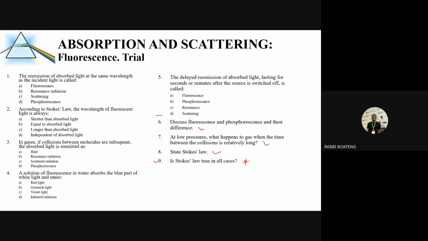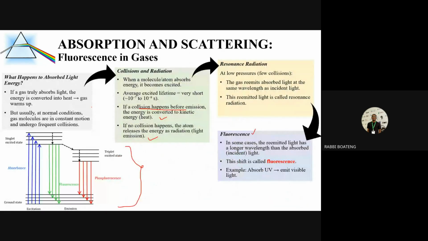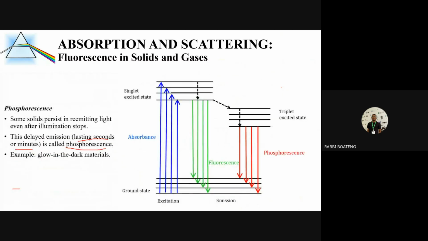Yeah, hello. Are we done? So the number one is re-emission of absorbed light at the same wavelength as the incident light is called? Resonance radiation. Okay. So resonance radiation, and I think I have it here. The gas will absorb and emit light at the same wavelength as the incident. I already mentioned it, but I have it here. So that one is resonance radiation.